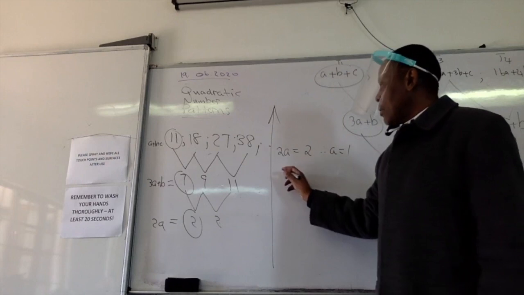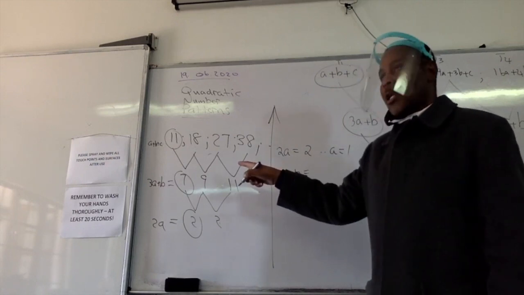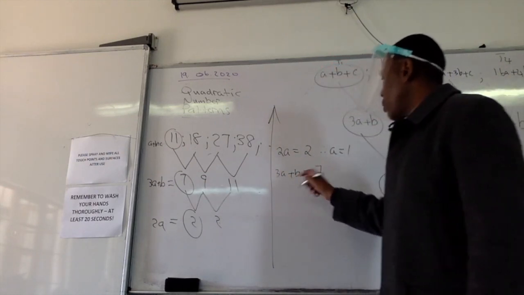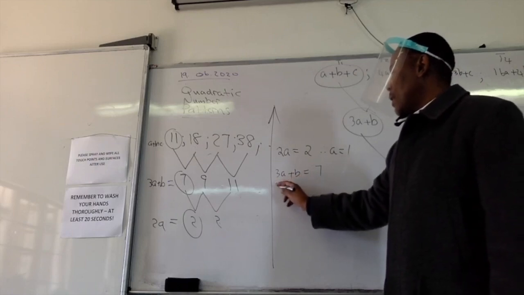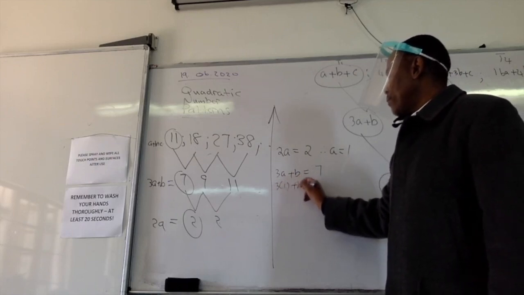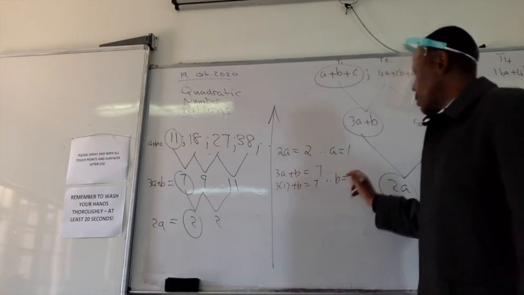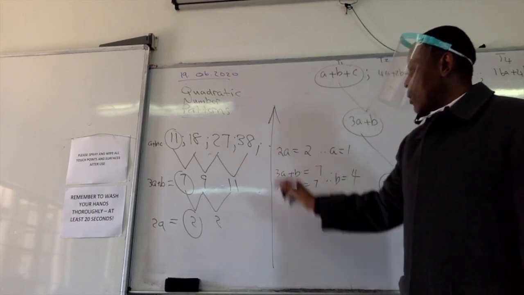Then you move on, you get 3a plus b. What is 3a plus b equal to? 7. This is equal to 7. But we know a. So we know that a is 1. Therefore, what is b? 4. Is it 4? Yes, sir. Right. Then you move on to the next one.